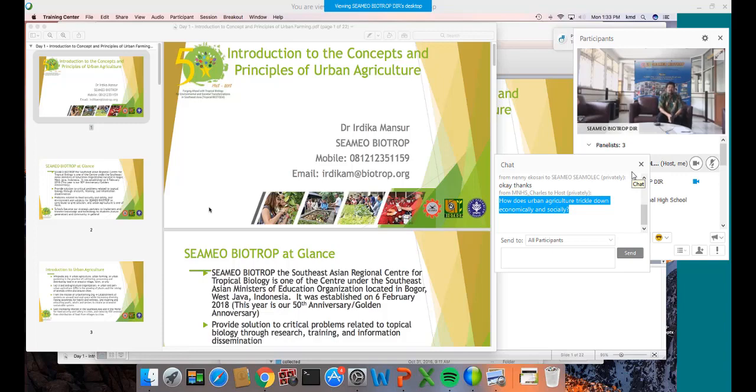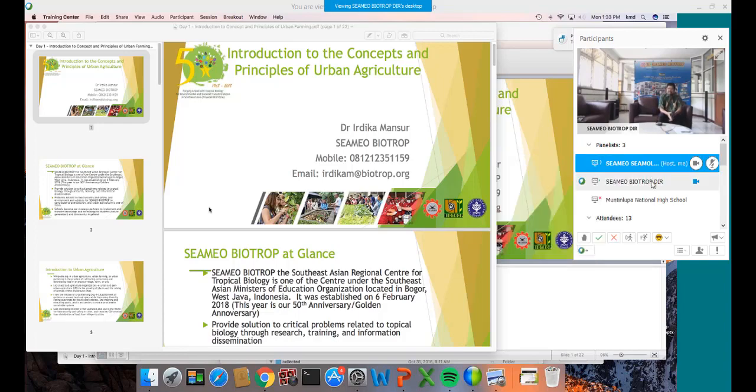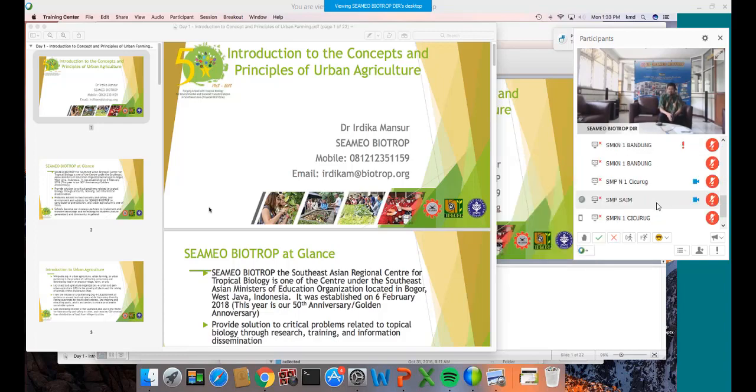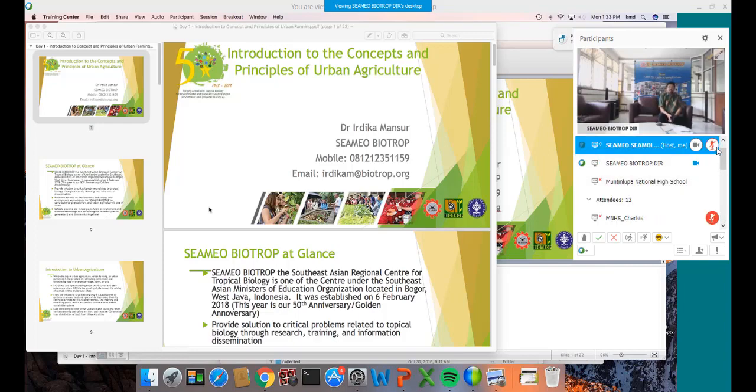How does urban agriculture trickle down economically and socially? What we are discussing here is not only from the environmental or ecological point of view, but certainly we have to think about the economic and also social impact of urban agriculture.